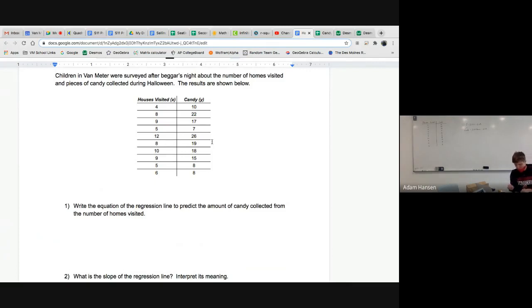How do you find the residual? Residual error is the actual amount of candy that you got minus what you were expected to get based off the number of homes you visited. So you want to plug 7 into the equation. Yep. And then take the difference. If the residual is positive, what does that mean in this context?